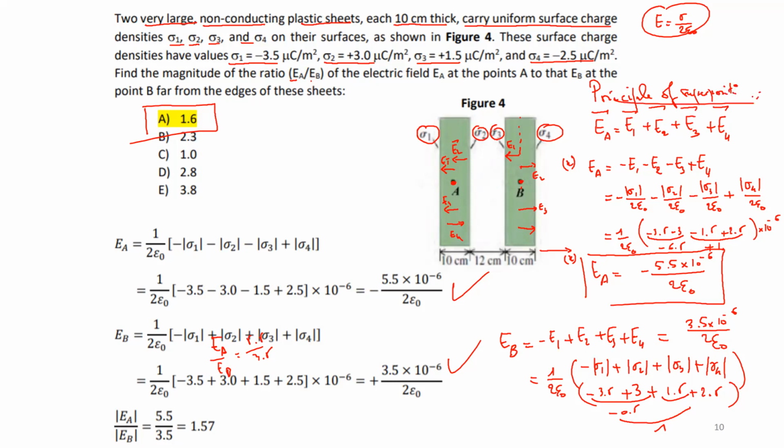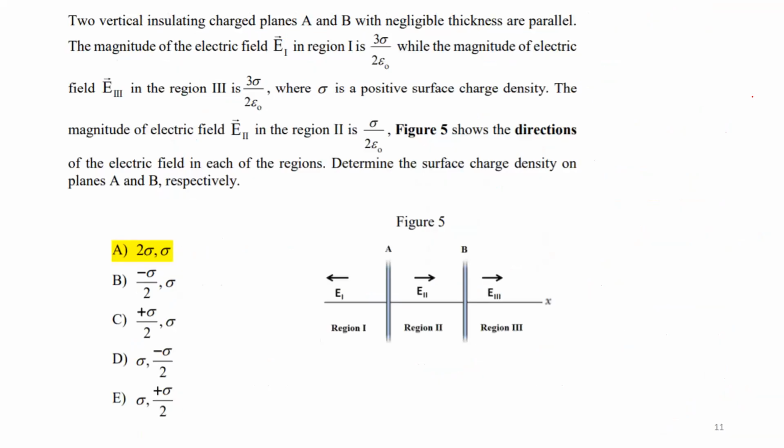Okay, good. Now finally, let's solve this problem here. It's an excellent problem. I want you to solve it and know what it is about. So here I have plates A and B, two vertical insulating charged planes A and B with negligible thickness, which are parallel.